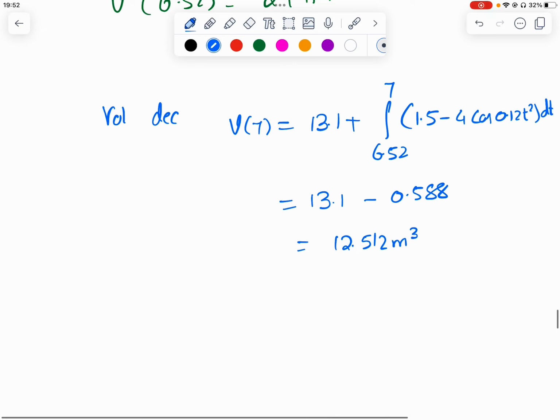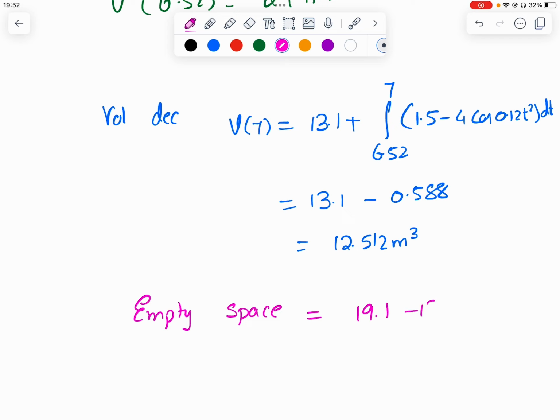Hence the minimum empty space. What should be the minimum empty space? I'll do it once again, don't worry. It equals 19.1 minus 13.1, which is going to be 6 meter cube. That is the minimum empty space.